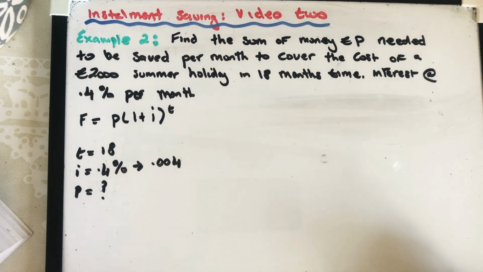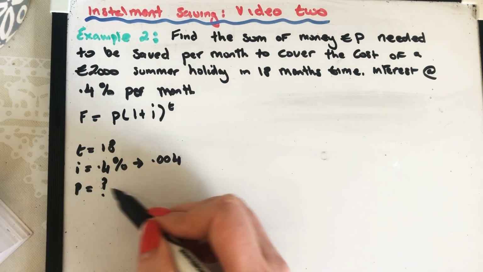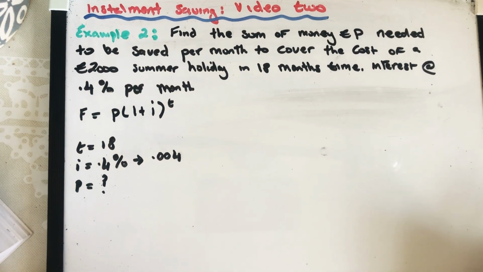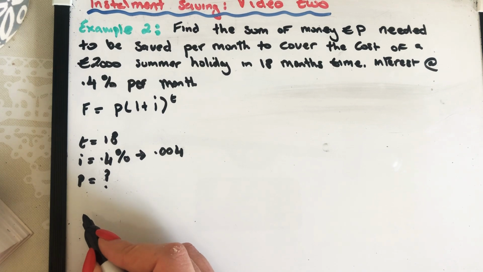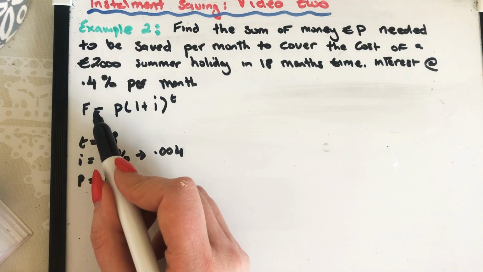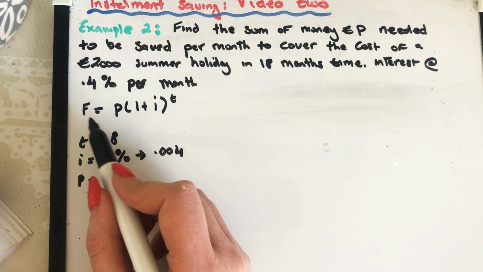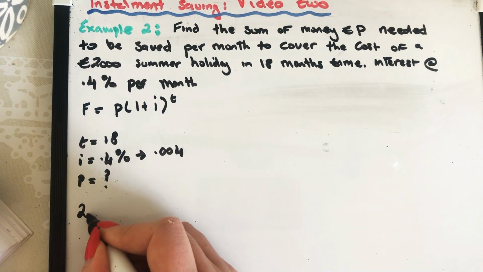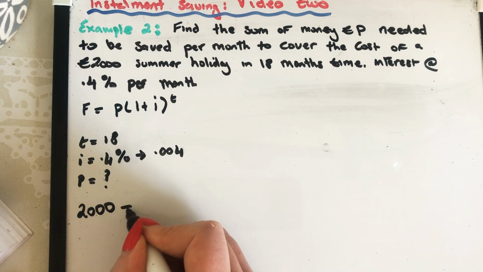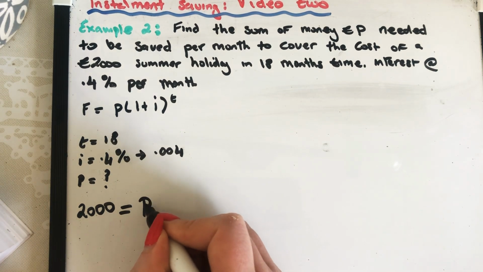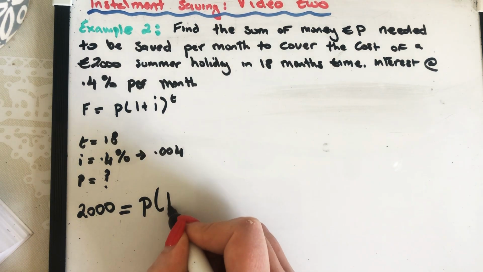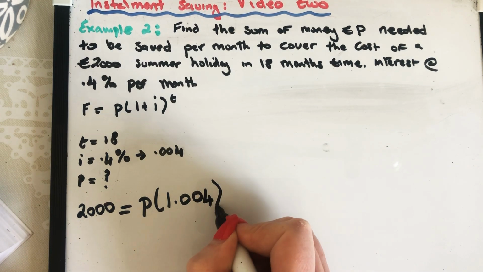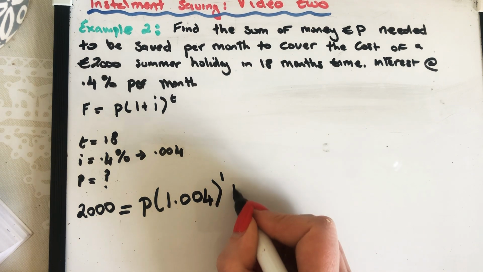Now we're going to put our 3 values, including our question mark, into our future formula. So we have F. Now bear in mind here, F is what we're trying to save. And we know that value as well. It's €2,000, so our F is 2,000. So we have 2,000 is equal to P. We'll leave P as it is. 1.004 to the power of 1 will be our first term.